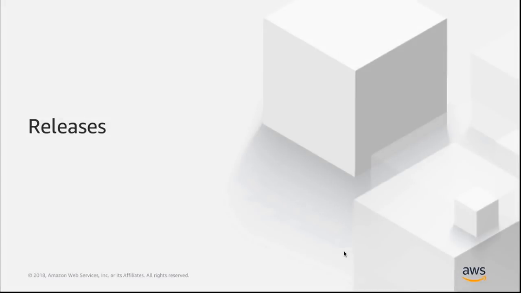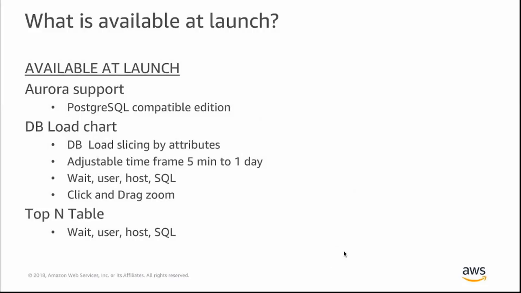So finally, release information. What's available at launch? Well, our first release was on Aurora PostgreSQL. And with that release came the database load chart. This shows the database load that we can slice by different attributes with adjustable time frame from 5 minutes to 1 day. We have the different dimensions of wait, user, host, and SQL. And we can zoom into anything on the load chart. Just click and drag the mouse and release, and we zoom on into that area. We have the top-N table, which is top SQL by default. But we can also look at top waits, top users, or top hosts.